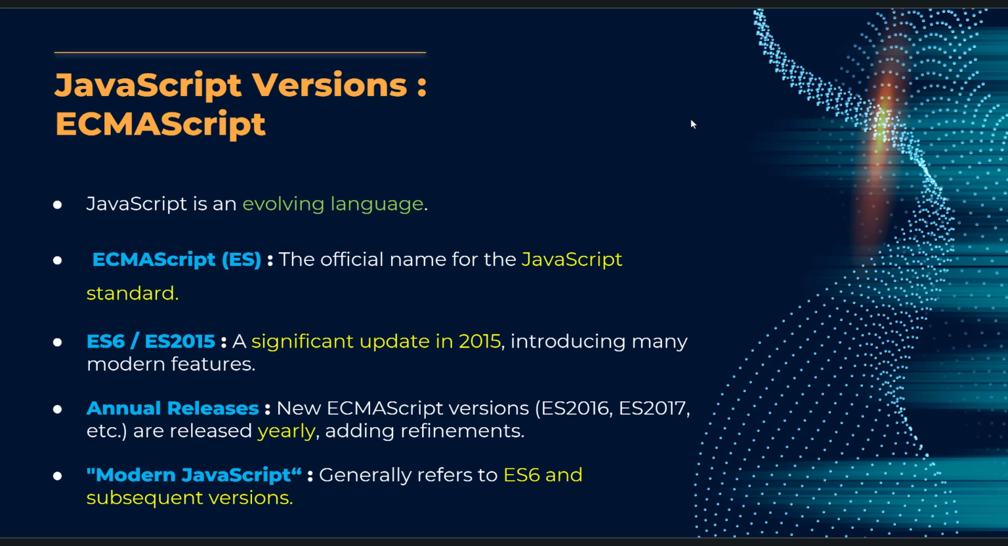ES6 or ES 2015 introduced a lot of fantastic new features and modern ways of writing JavaScript. Since 2015, there has been a new release of ECMAScript every year, ES 2016, ES 2017, and so on, each adding a few more refinements and features. Collectively, these versions from ES6 onwards are what we generally call modern JavaScript.